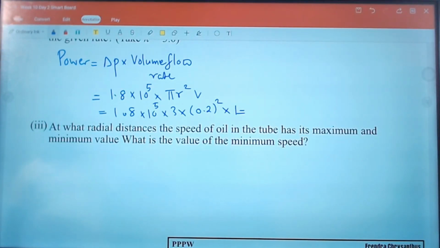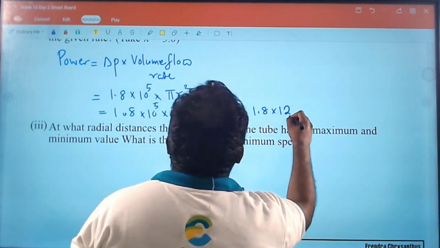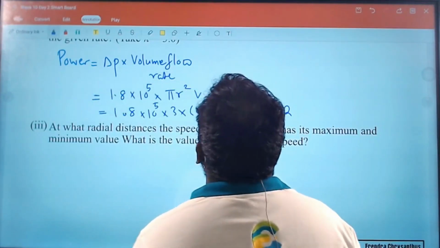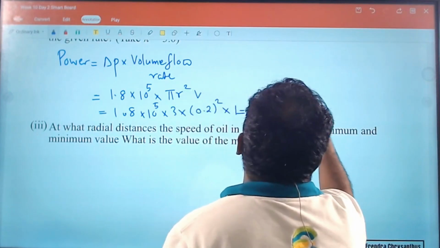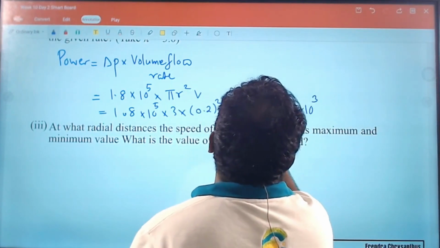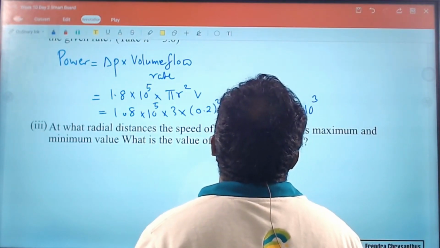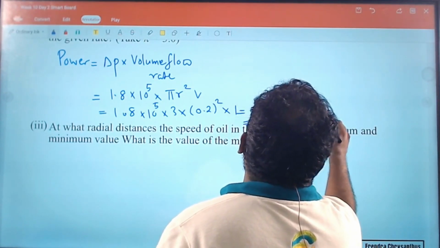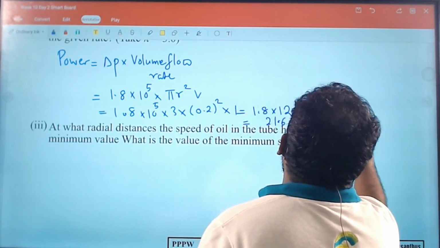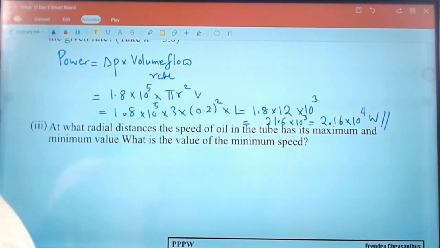4 times 3, 12. 1.8 times 12, that's 21.6 10 to the power 3. 2.16 10 to the power 4 watt. 2.16 10 to the power 4 watt.